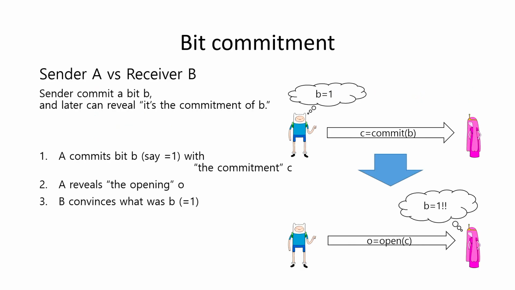Then let me talk about bit commitment. In bit commitment, there are two participants, a sender and a receiver. The sender decides a bit B and wants to commit to it. In the simplest case, in the first phase the sender sends a commitment, and later sends the opening to convince the receiver that he chose B.